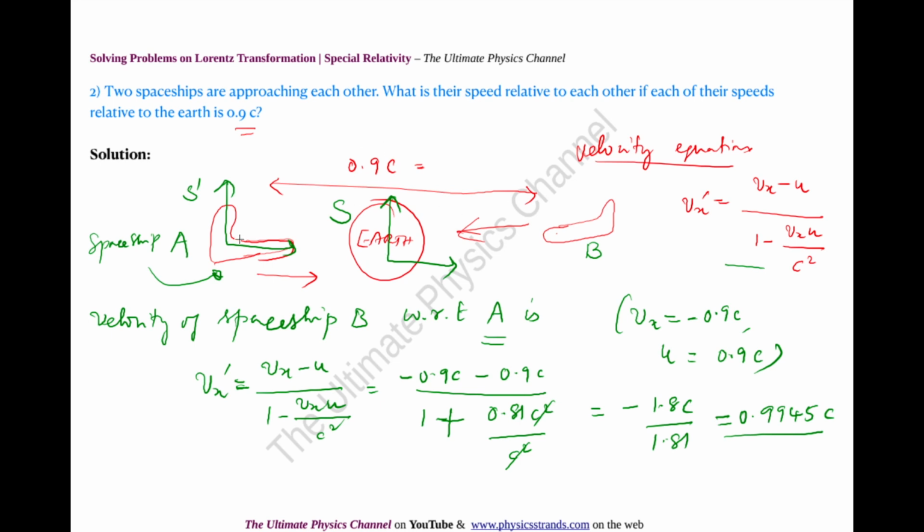So that is the speed of spaceship B with respect to Earth. Its speed with respect to the other spaceship was 0.9 c. The speed of spaceship A with respect to Earth was also 0.9 c, whereas the speed of B with respect to Earth is calculated to be rather 0.9945 c. So that solves problem number 2.